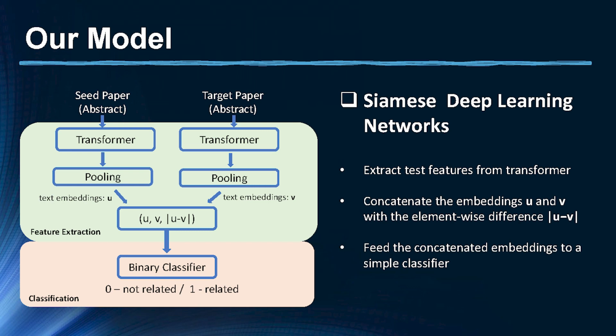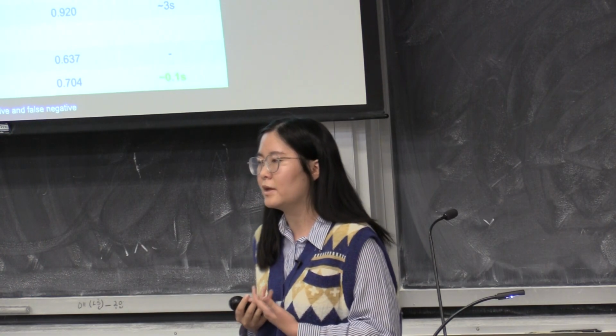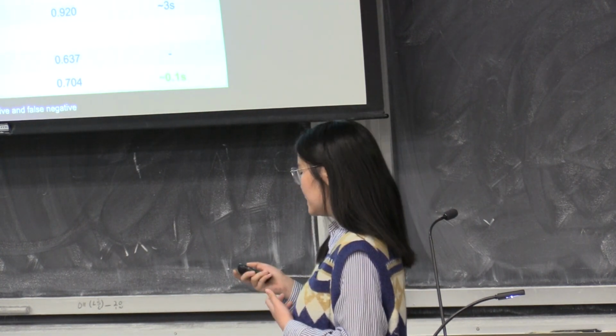After the training, we got some quantitative results. We tried different pre-trained models, from GPT-2 to some BERT-based models. We found that GPT-2's smaller version achieved the best performance with a reasonable processing time. Our baseline model has the shortest processing time, but its performance is not as satisfactory as GPT-2. So we decided to use GPT-2 in our project as our model choice.